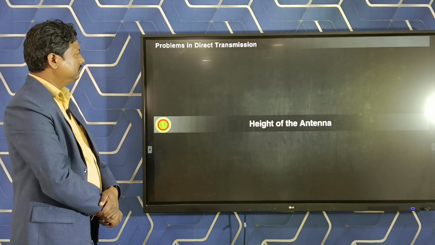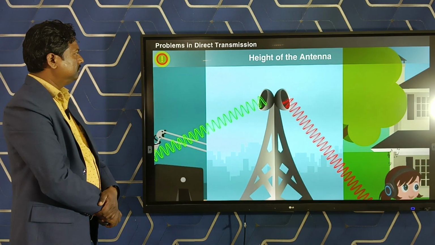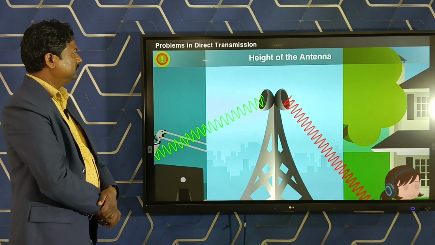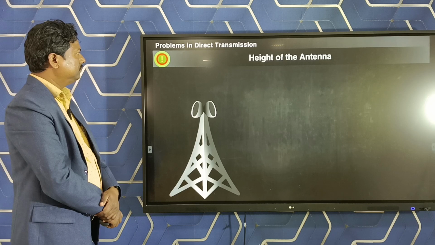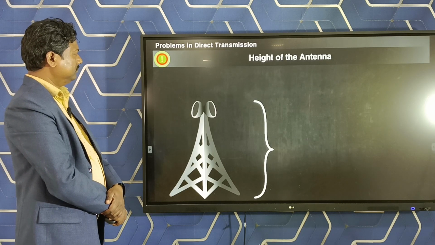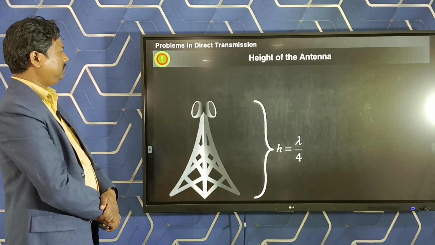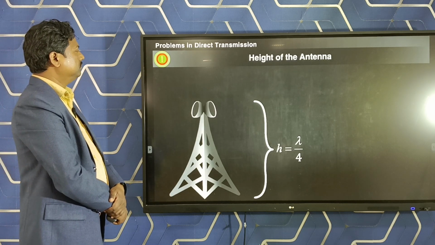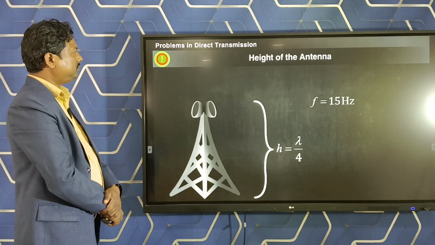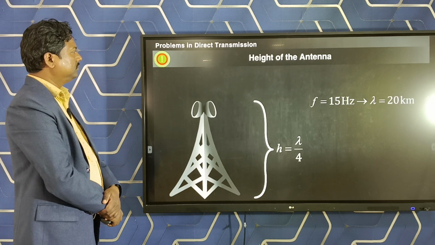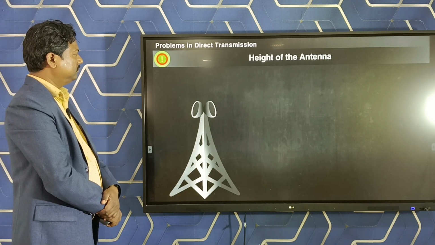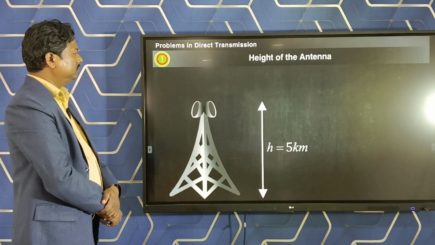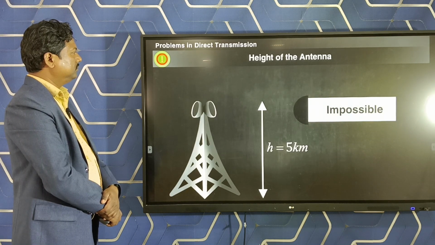The first problem is the height of the antenna. In any communication system, for transmitting a signal, we need an antenna. For efficient transmission, the height of the antenna should be at least one-fourth of the signal wavelength. If we consider sending a low frequency of 15 Hz, the wavelength is 20 kilometers. Then one-fourth of the wavelength is 5 kilometers. Thus, we need to design an antenna with a height of 5 kilometers, which is practically impossible.